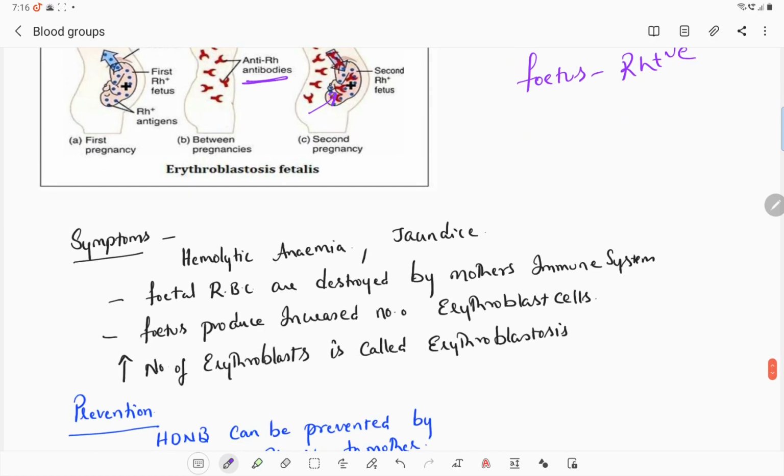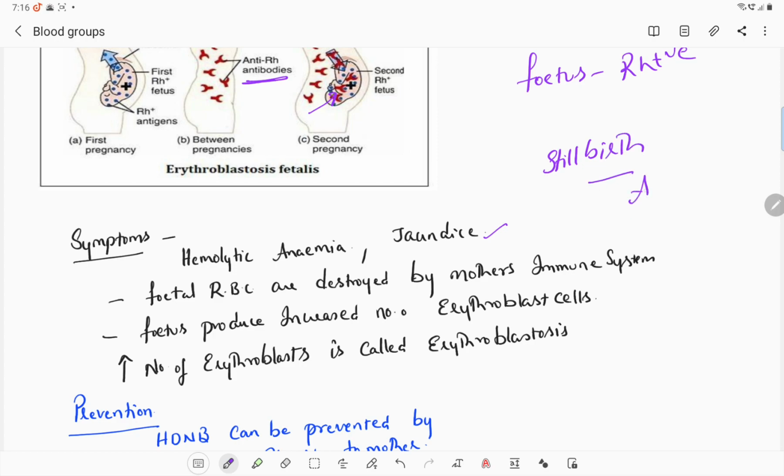Okay, when it destroys the fetal RBC, what are the symptoms? The symptoms will be hemolytic anemia and jaundice. Why is the fetus suffering with jaundice? When the RBC are destroyed, the hemoglobin also gets destroyed. When the hemoglobin is destroyed, it produces the bile pigments. So accumulation of bile pigments in the baby causes the jaundice. If more and more bile pigments accumulate, the baby will also die. Sometimes they may deliver dead babies, which is called stillbirth.